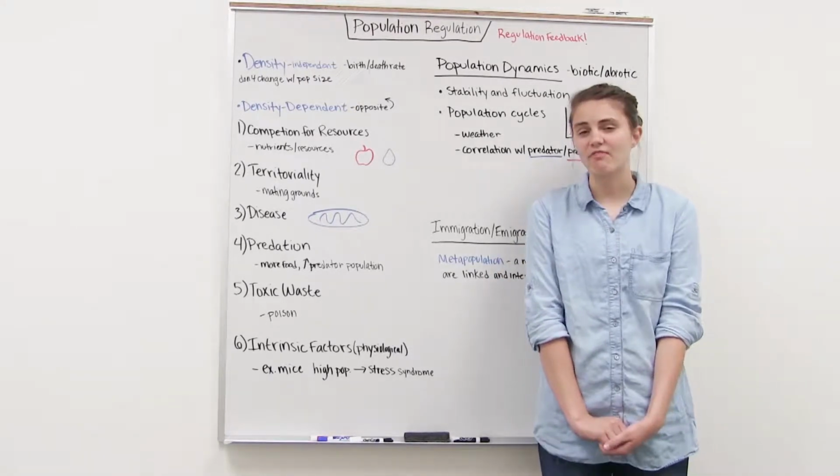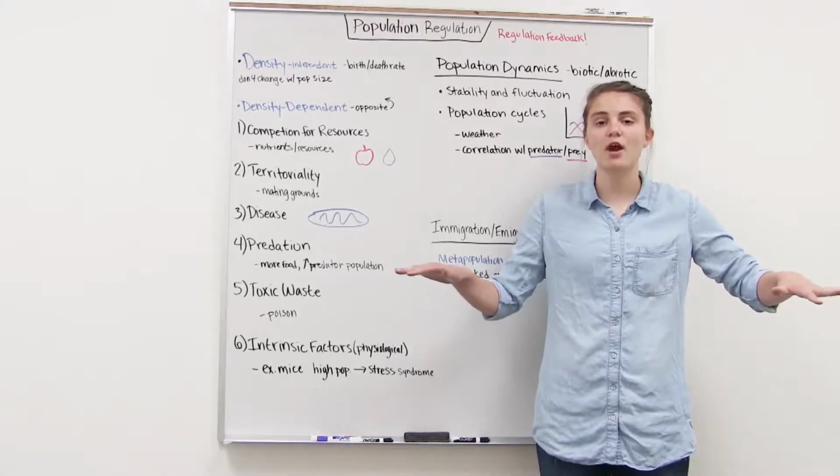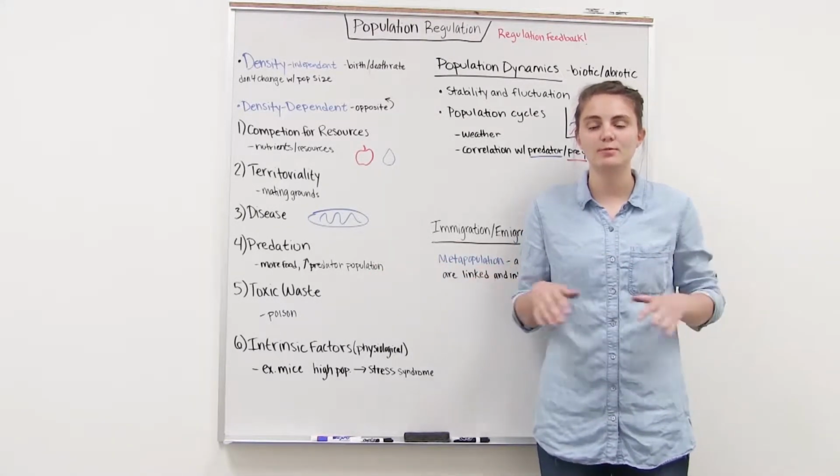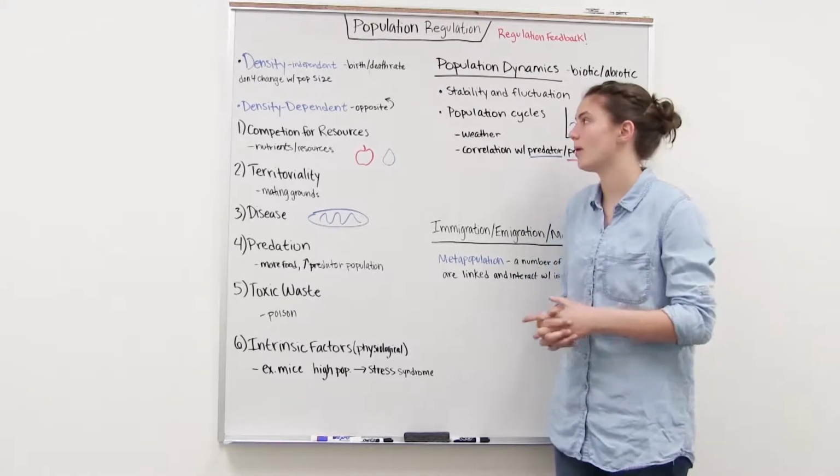Examples of this are fire and drought, usually natural disasters, because they will happen across the population equally, regardless of whether we have a large population or a small population.